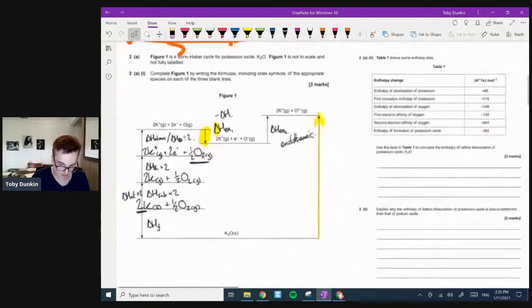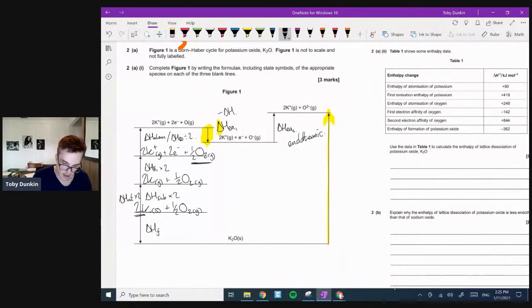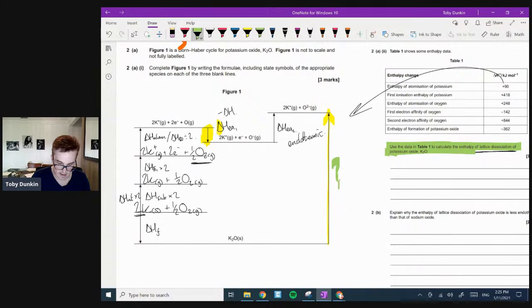Right, now that we got to this point, they give us the data, and we need to apply this data into this cycle. They're asking us to calculate lattice dissociation. So this is the question here. This is our start point, and this is our end point in the question, because that's the direction of the arrow telling us that. And then we're just going to apply the numbers to it.